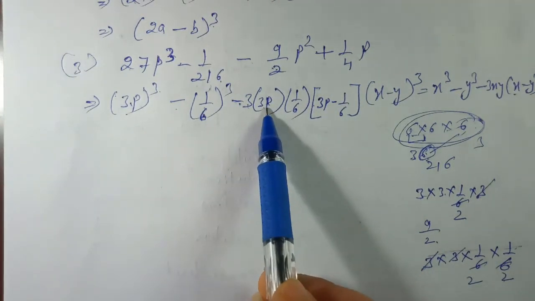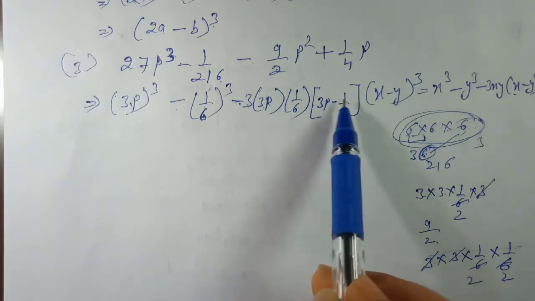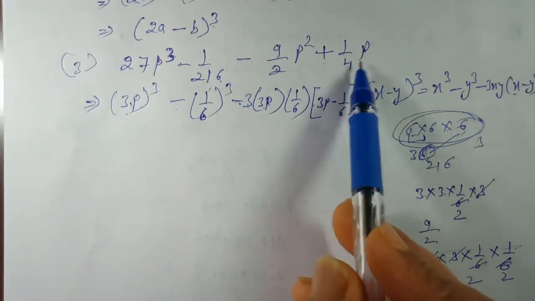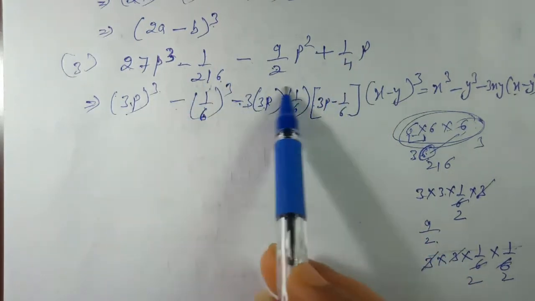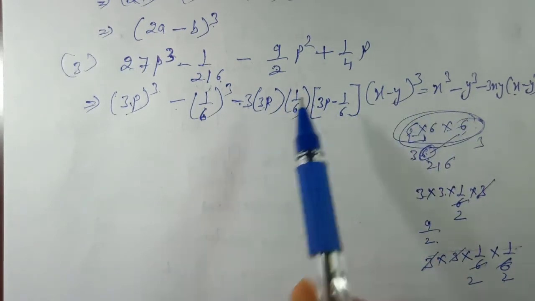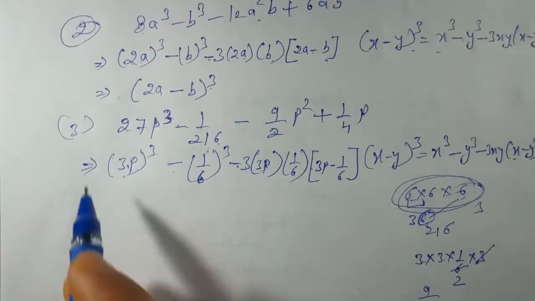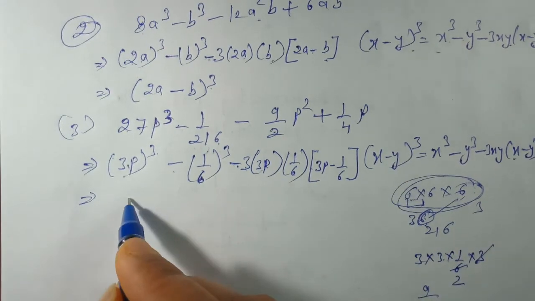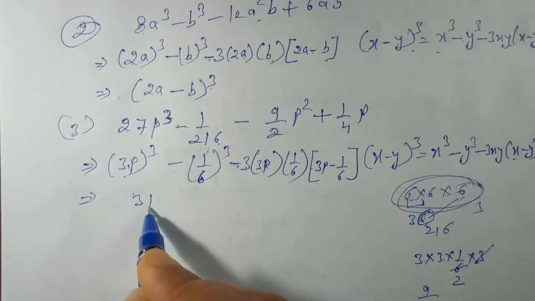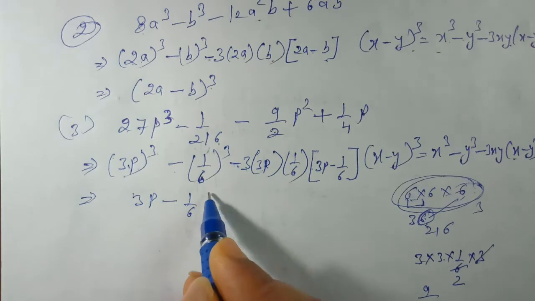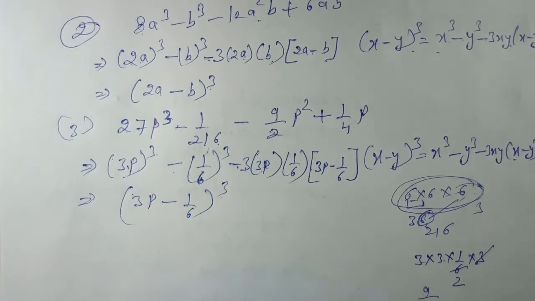Let us check the variable p. Only p1 is there, so it will be 1 upon 4p. It means it is satisfying the right hand side portion of the identity. It is in the correct form. So what will be our answer? Our answer will be the left hand side portion, it means 3p minus 1 upon 6 whole cube.